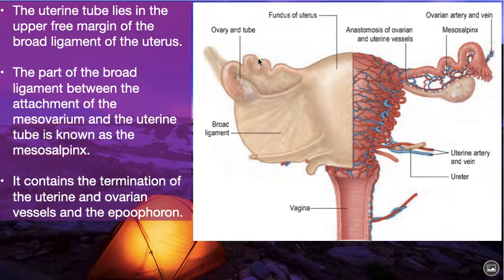The uterine tube lies in the upper free margin of the broad ligament of the uterus. This is the broad ligament. The part of the broad ligament between the attachment of the mesovarium and the uterine tube is called the mesosalpinx. This is the mesosalpinx over here. It contains the termination of the uterine and ovarian vessels and the epoophoron.